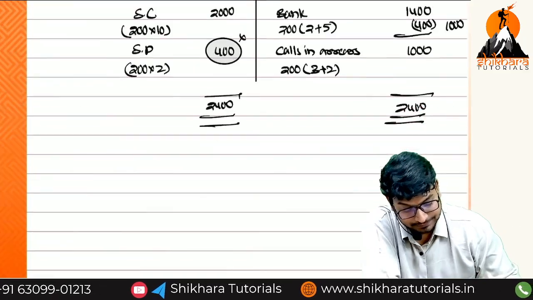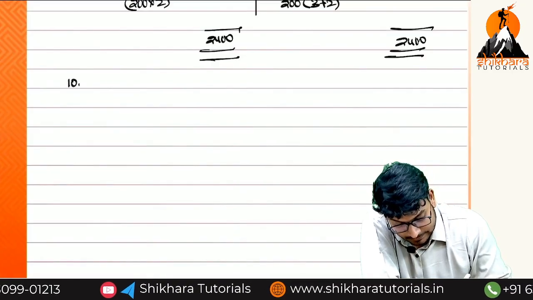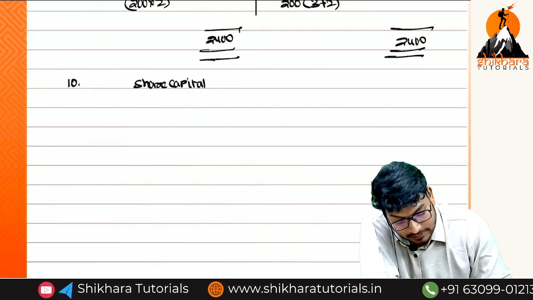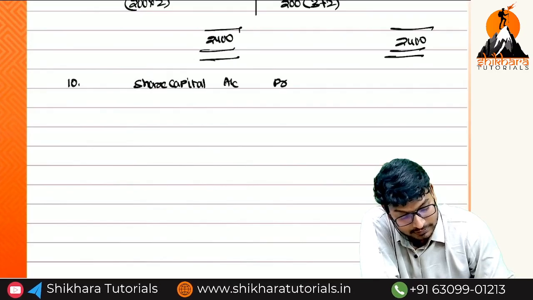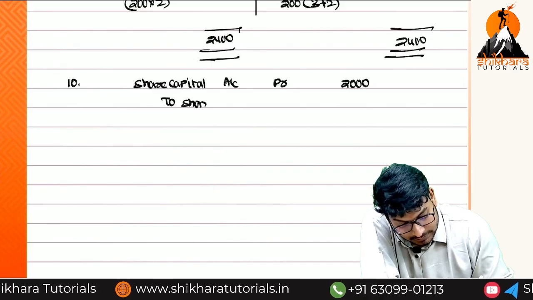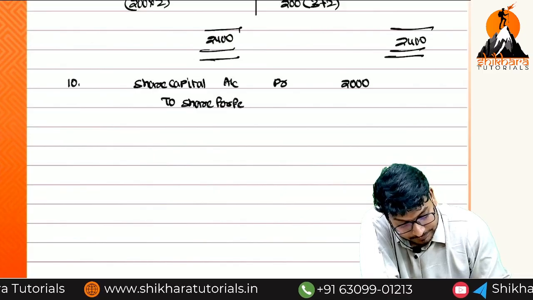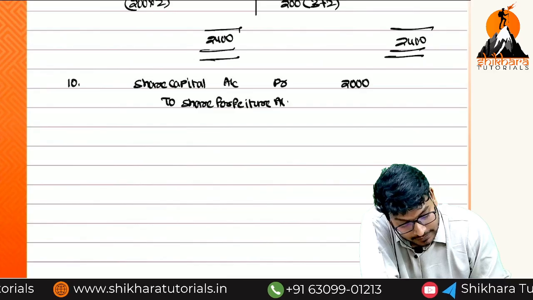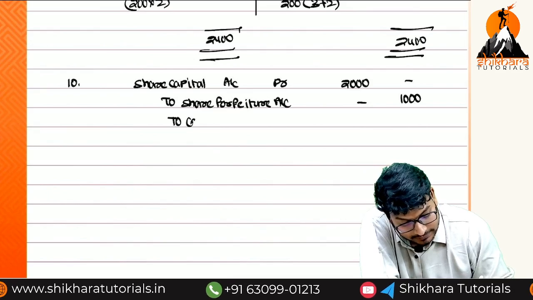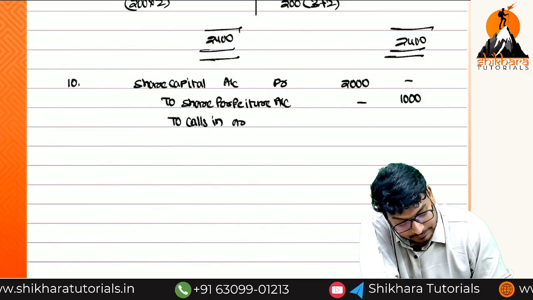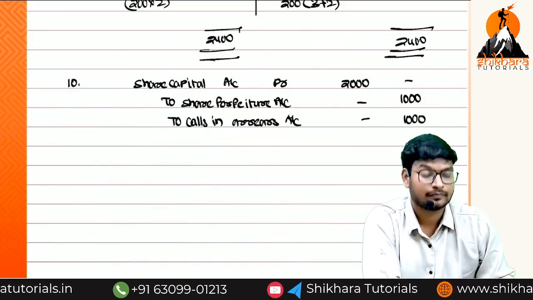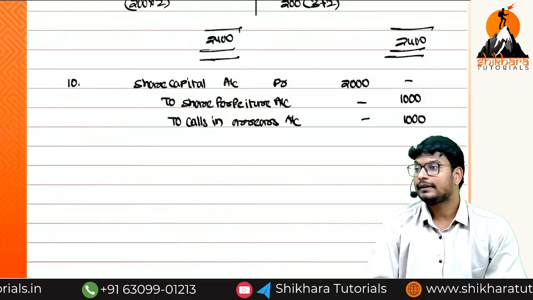So what is the entry? 10. Share capital account debit, how much? 2000. To share forfeiture account 1000. To calls in arrears account, how much? 1000. Okay?